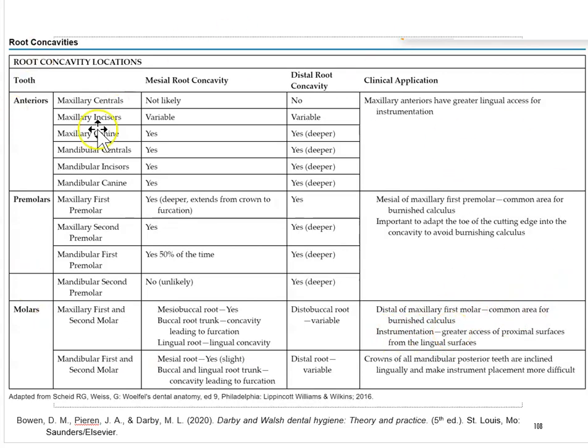So this is a great table I got from Darby and Walsh, and it outlines the concavities that we have in each of our teeth. And you can see some have no concavities, like the maxillary centrals don't have any concavities, whereas the maxillary first premolar has a deep mesial concavity.